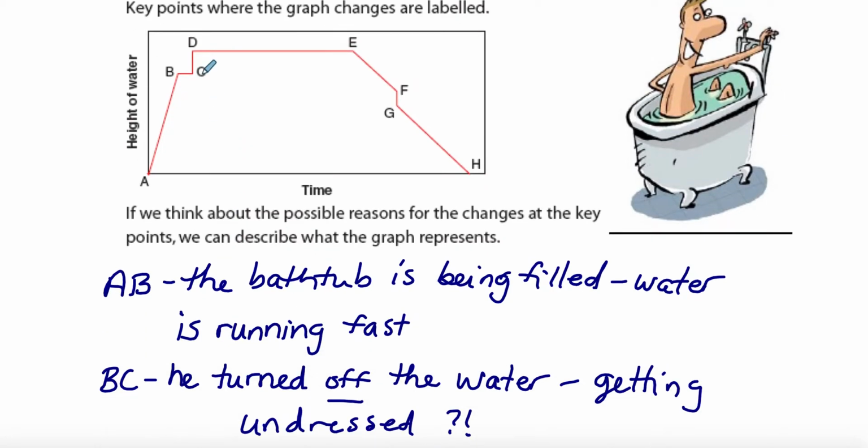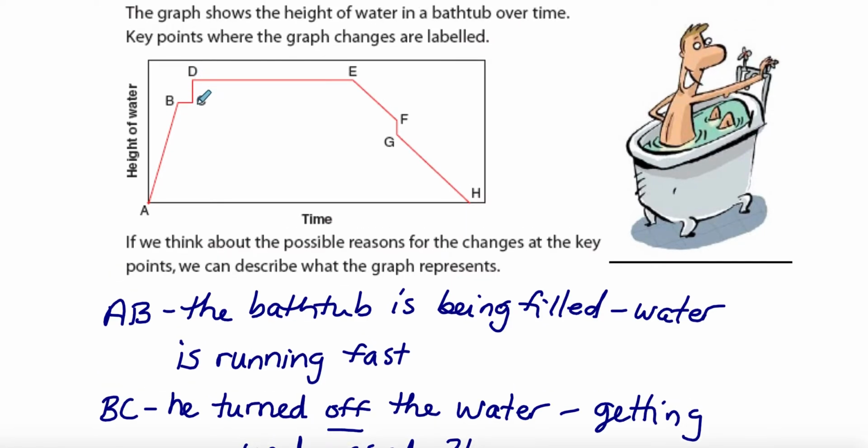Then if we look back up here from C to D, this is what I don't like about this graph. It goes vertically straight up. So that means there was no time that passed at all, and the level of the water did jump up. So I kind of think that this is supposed to be where he jumps in the tub, but he must have done it really fast, and the water in 0 seconds basically went up higher. So the tub was kind of full, and then he jumps in, so that's why the level of the water seems to go up higher, because he got in the tub.